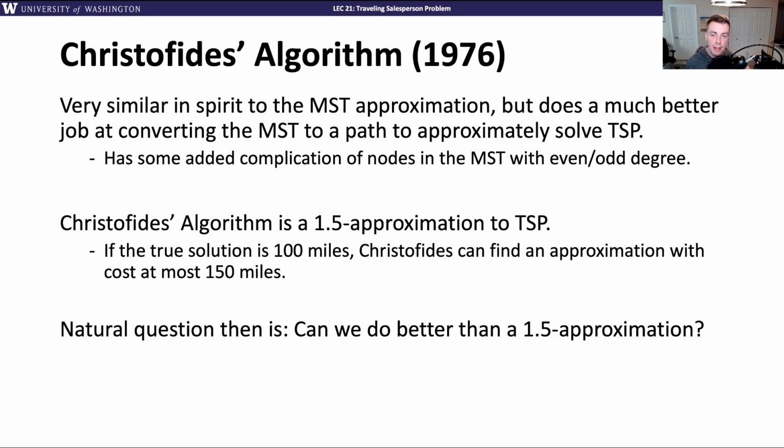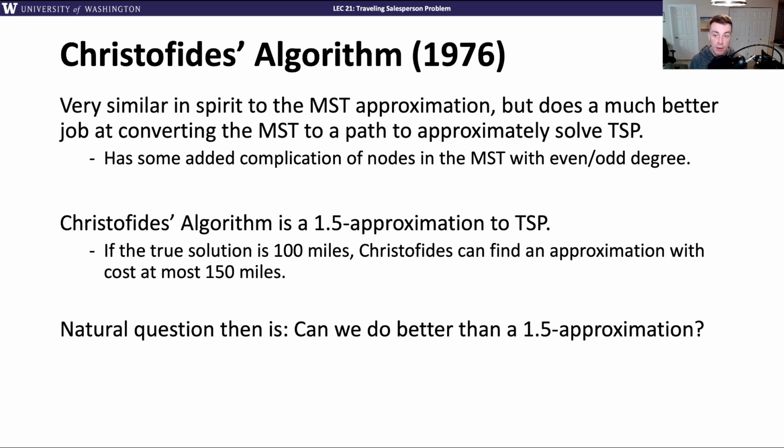The big difference is it does a much better job at taking the MST and turning it into this kind of cycle around the graph. But in theory, it's a very similar algorithm. It has a lot of complications in it about dealing with even and odd vertices depending on their out degrees, but I'm not going to talk about the details of that algorithm. It's just taking an MST and doing a smarter job at turning it into a final solution.